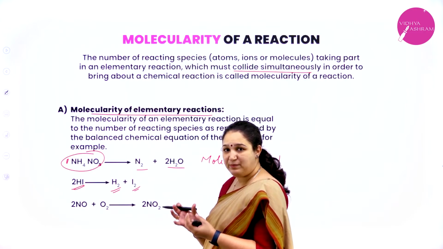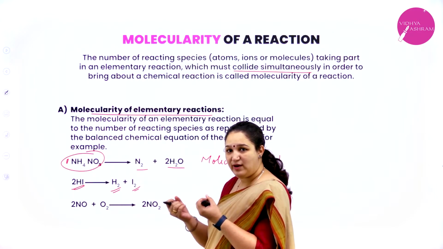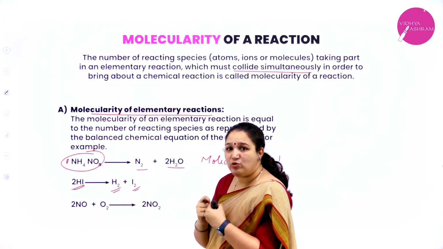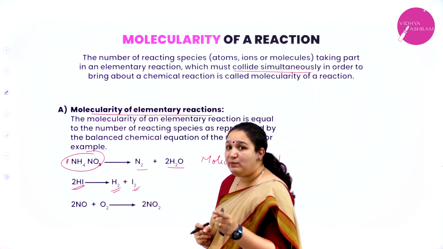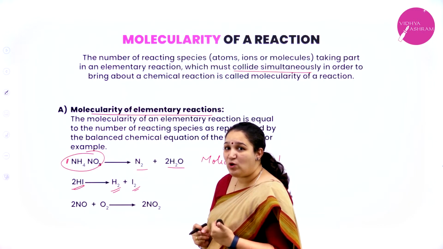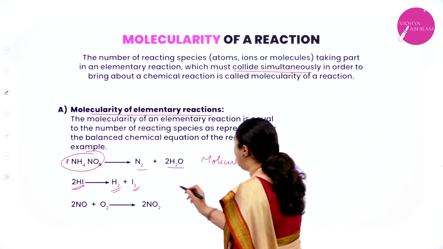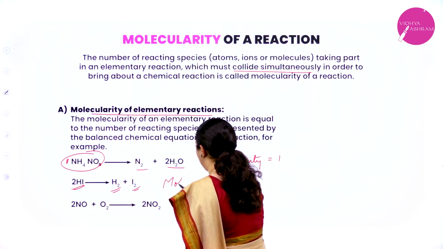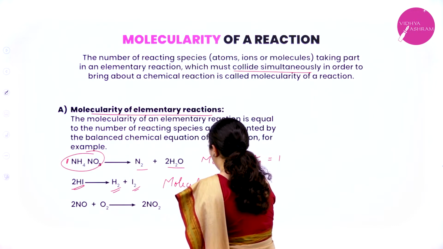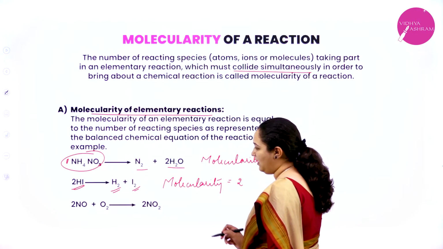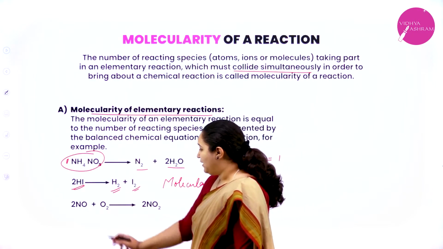Okay, so what is happening? 2 molecules of hydrogen iodide are colliding with one another to produce hydrogen and iodine. So what will be the molecularity? How many molecules are colliding here? 2 molecules, isn't it? So the molecularity of the second reaction given here is 2. Okay, we'll see the next one.